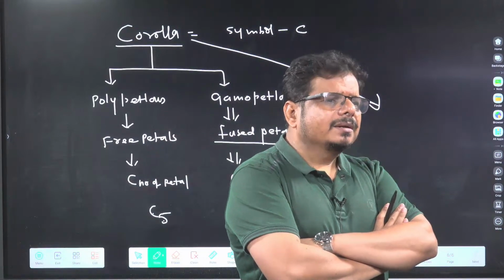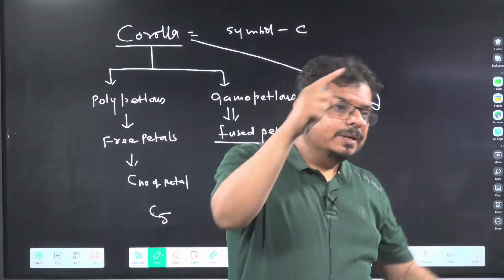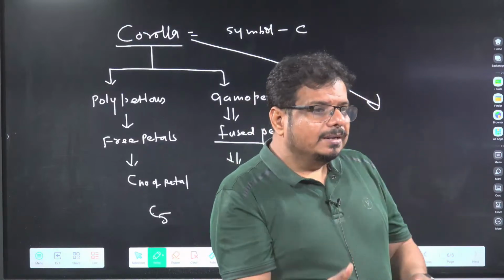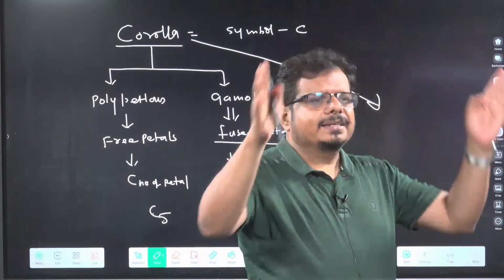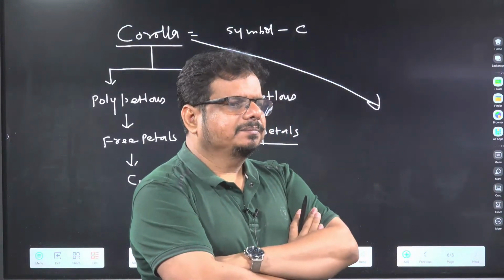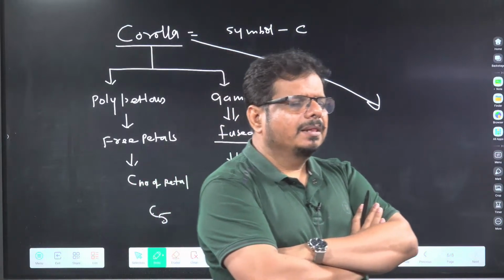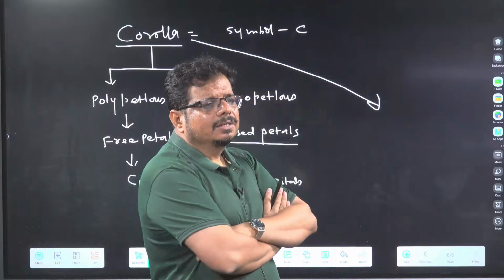Earlier we taught this classification also. In which one wheel shape, in which one funnel shape, either funnel shape, fused or free, so many examples. But it is not the need of the time. So unnecessary, don't waste energy, time, anything. Got the idea?